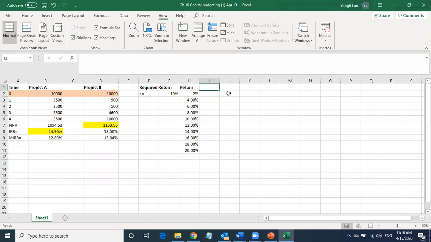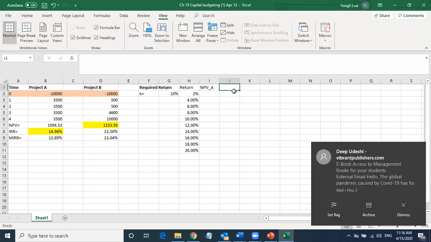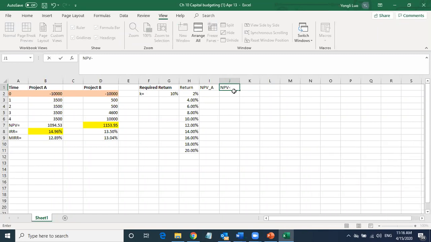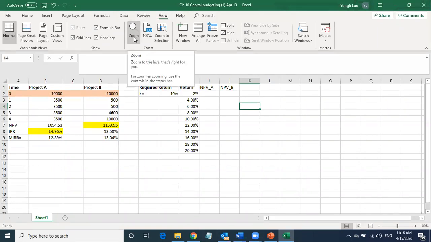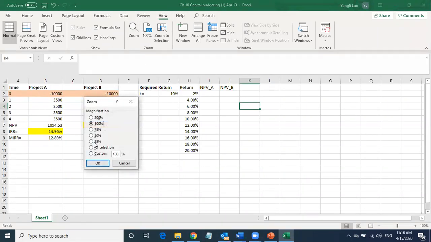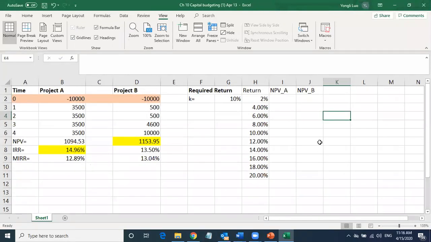Now we want the net present value for project A, and the net present value for project B. So you have two projects, net present value A and B. I want to make this larger, so we have 135%, so that I can know what I'm doing.